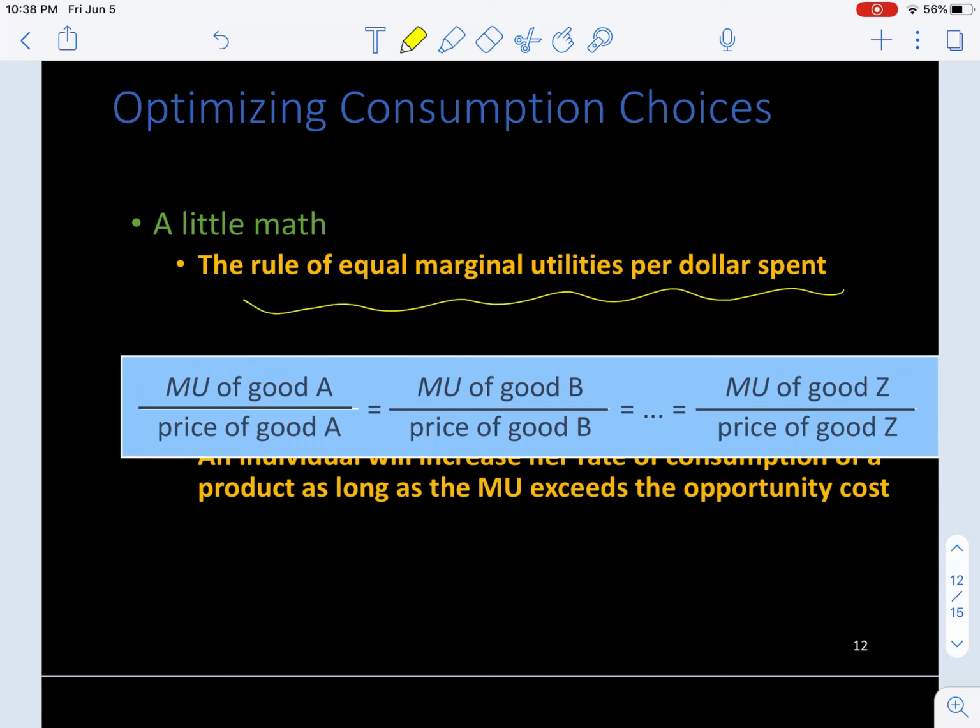So what you can't quite see when I made the PDF from this is that an individual will increase her rate of consumption of a product as long as the marginal utility exceeds the opportunity cost.